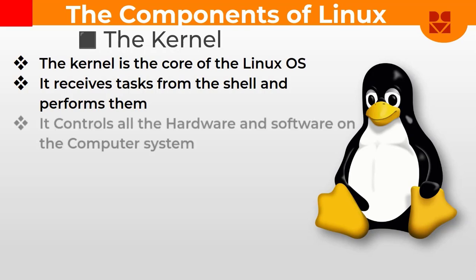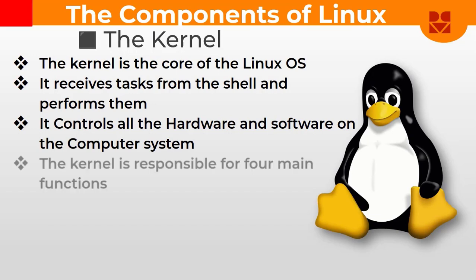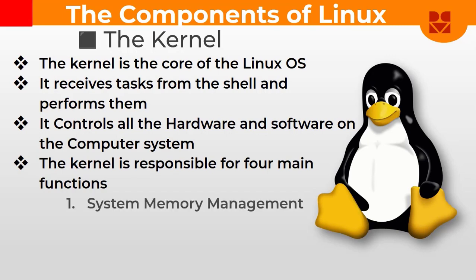So basically that's what the shell does. And then the kernel also controls the hardware and software on a computer system. So the kernel is also responsible for managing the hardware and the software on the computer system. Now the kernel is responsible for 4 main functions, right? So that's the system memory management.